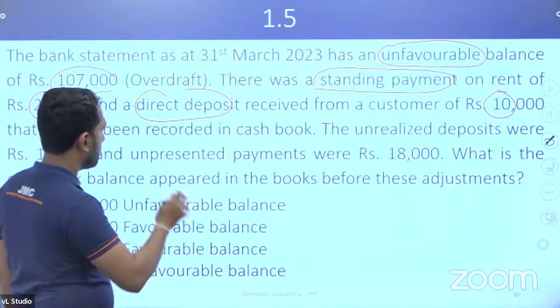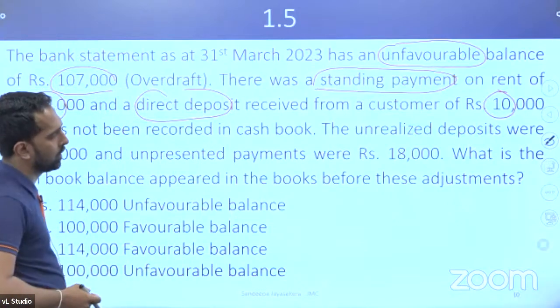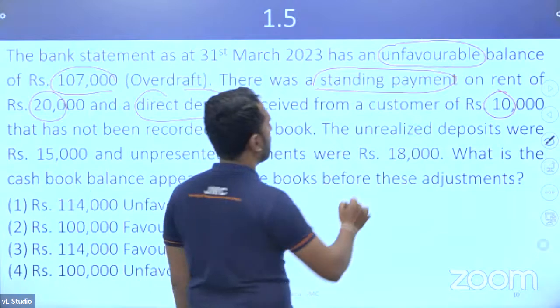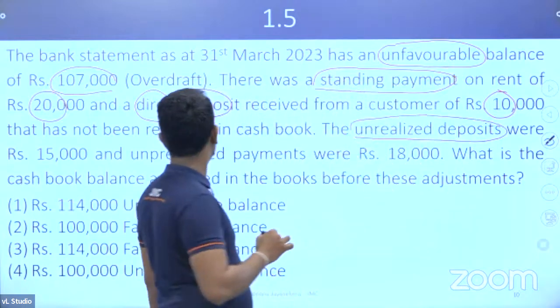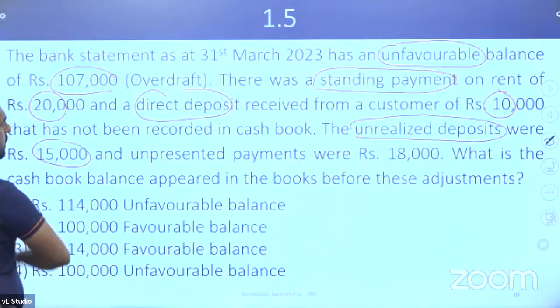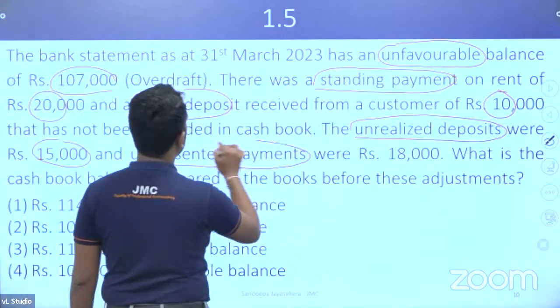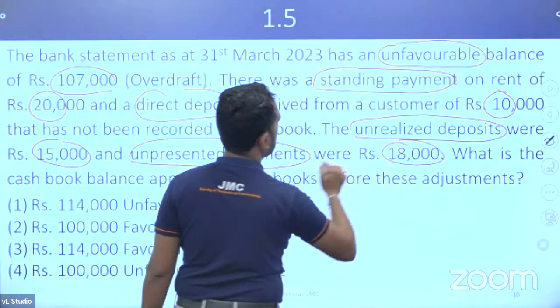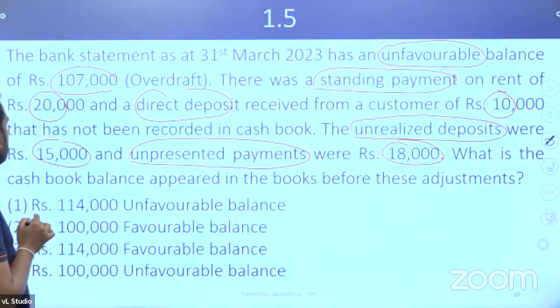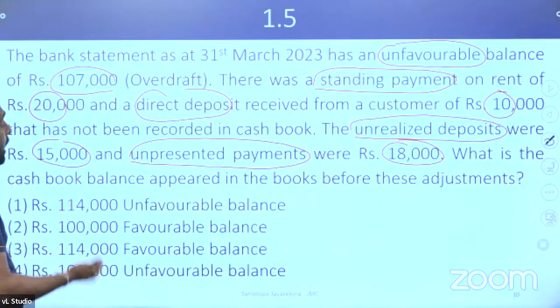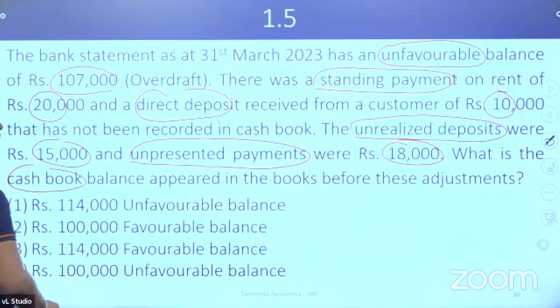That has not been recorded in the cash book. The unrealized deposits were rupees 15,000 and unpresented payments were rupees 18,000. What is the cash book balance? They're asking you the cash book balance before these adjustments, that means before these standing orders and direct deposits. What is the cash book balance?